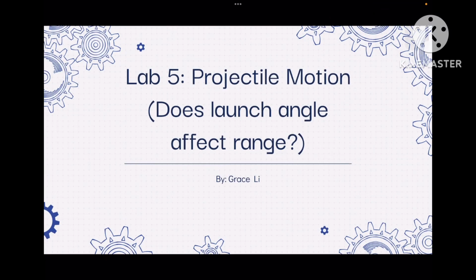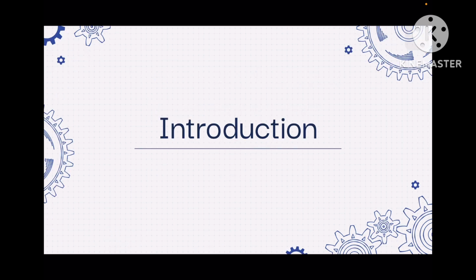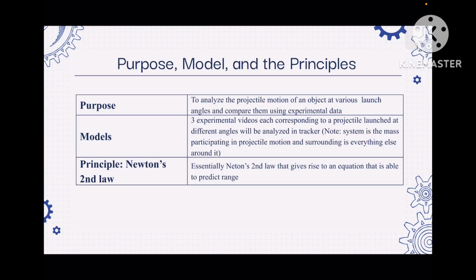This is Lab 5, and I decided to retake a look at projectile motion. Specifically, does launch angle affect range? Introduction. The purpose is to analyze the projectile motion of an object at various launch angles and compare them using experimental data. The 3 experimental videos, each corresponding to a projectile launched at different angles, will be analyzed in Tracker.